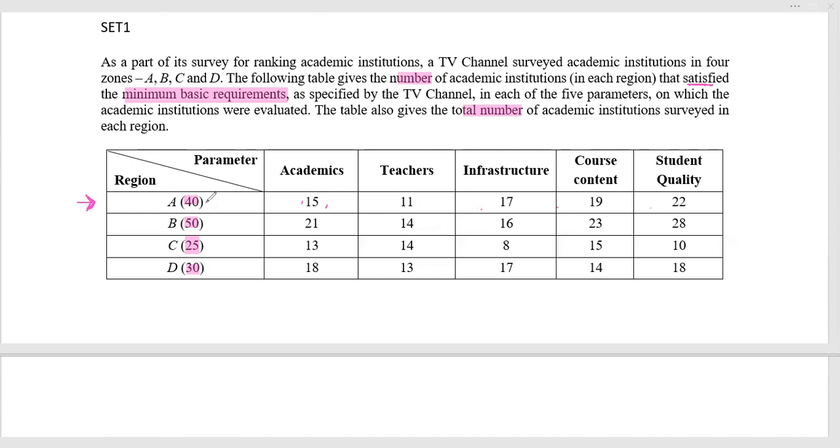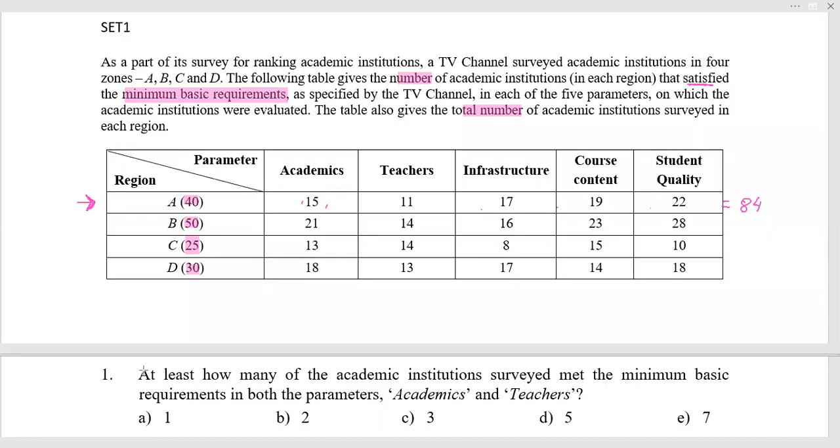Here we can think of it for region A: out of 40 students, they will get 15 plus 11 plus 17, 19, 22. Together it is 84. Let's say 84 chocolates are distributed among 40 students. There are lots of such questions where, if we keep this chocolate distribution concept in mind, we will be able to solve them easily. Let's go for our first question of this type.